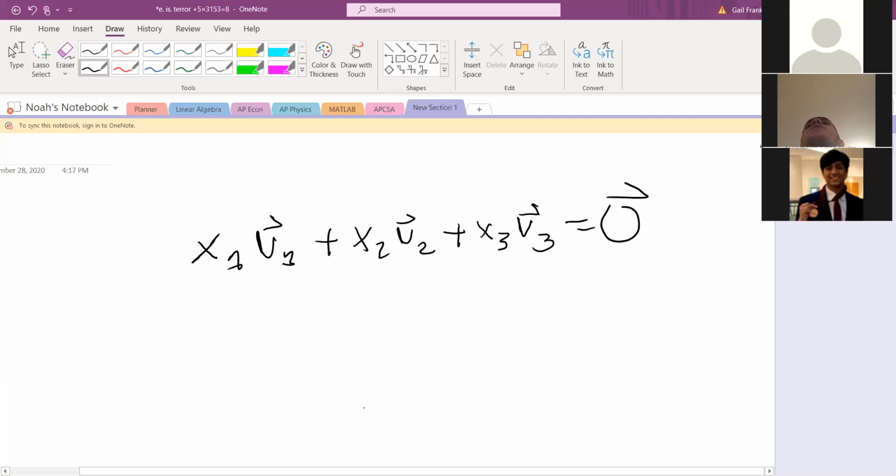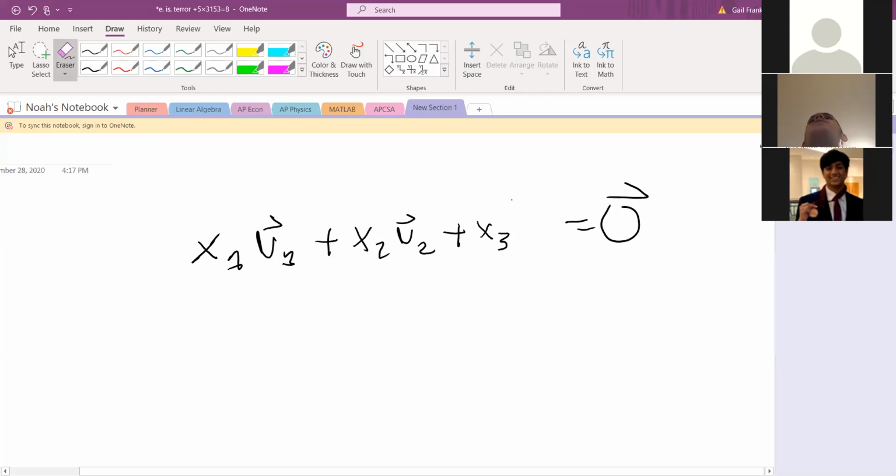And the reason why, if one of these vectors happens to be the 0 vector, so if these are independent, then the only X values that satisfy this equation are 0. All these X's can only be 0. But if they're dependent, you can have like, say, 1, 2, and 3, and it's still equal to the 0 vector.